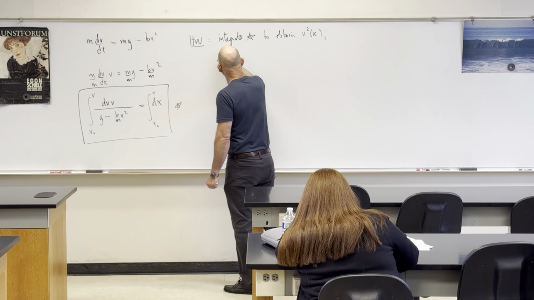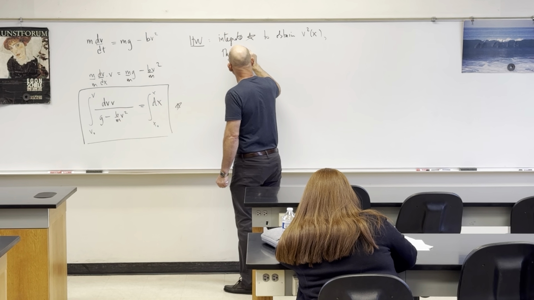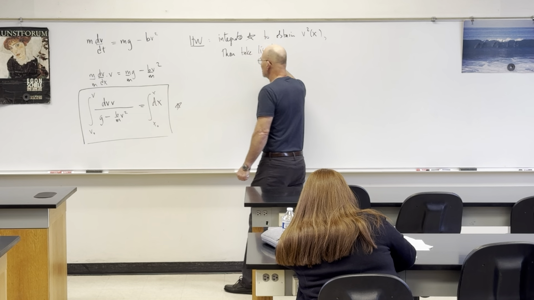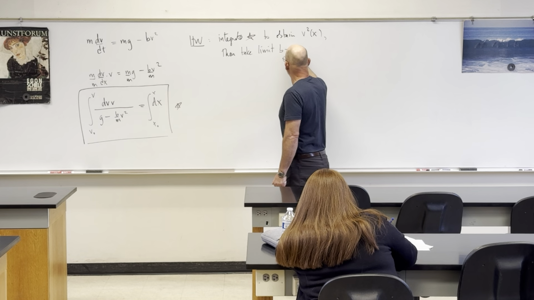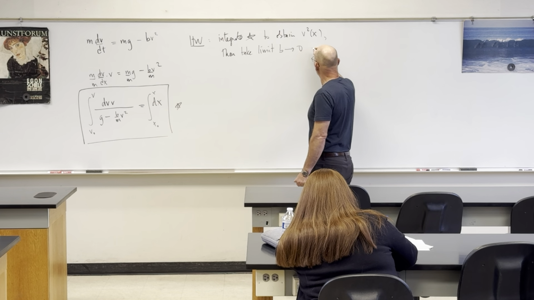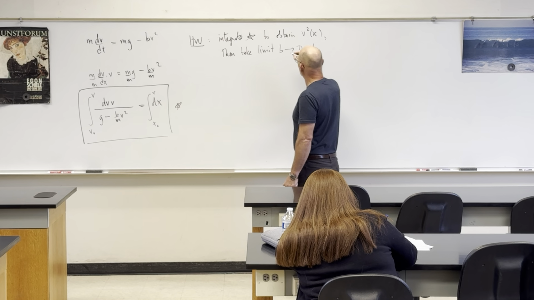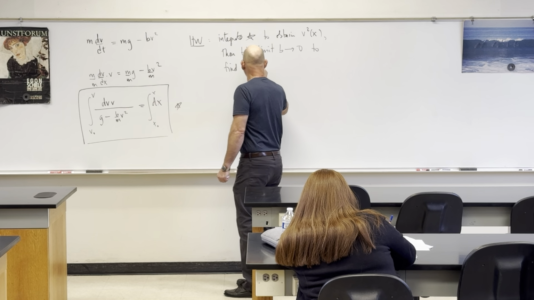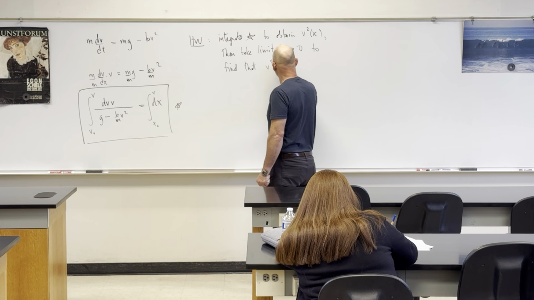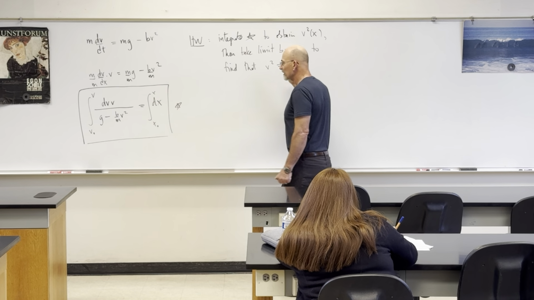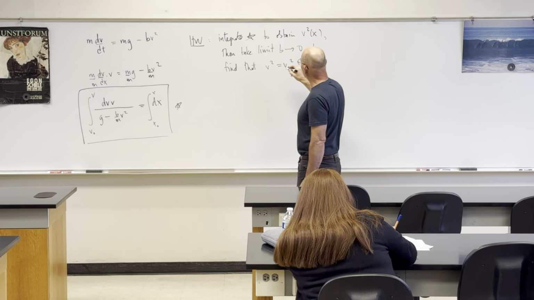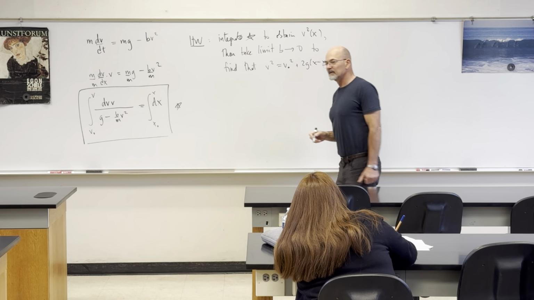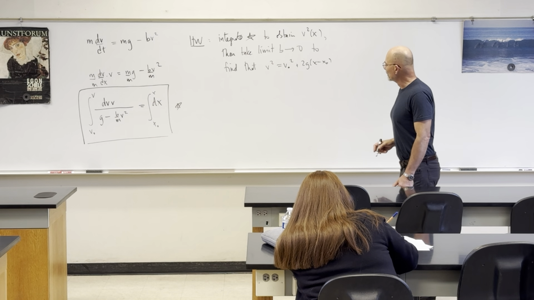Then take the appropriate limit, and the appropriate limit is b goes to 0, to find that v squared equals v0 squared plus 2g times x minus x0, because we put the positive direction down. So yeah, we'll get that.